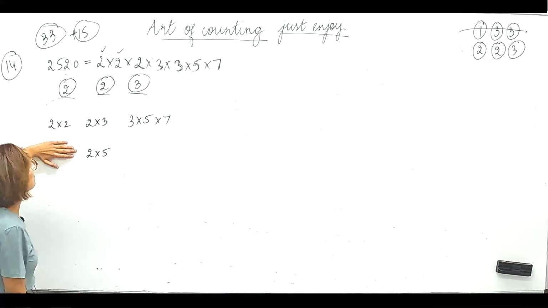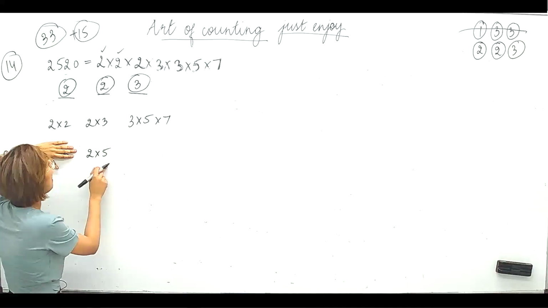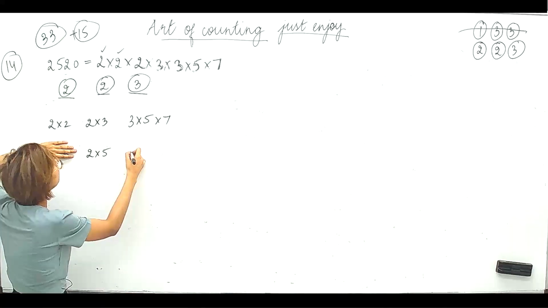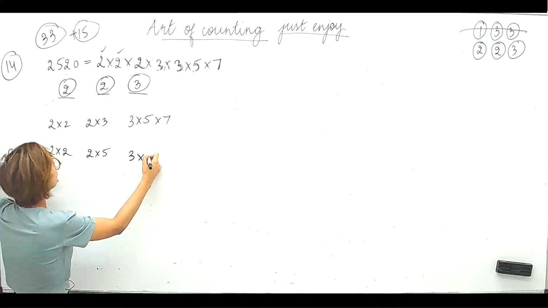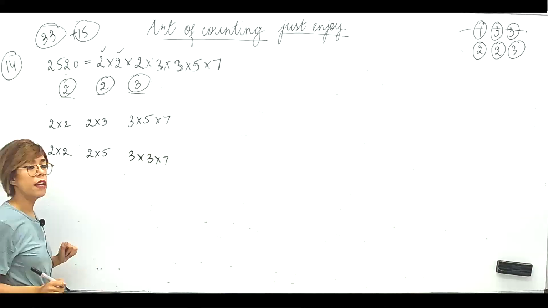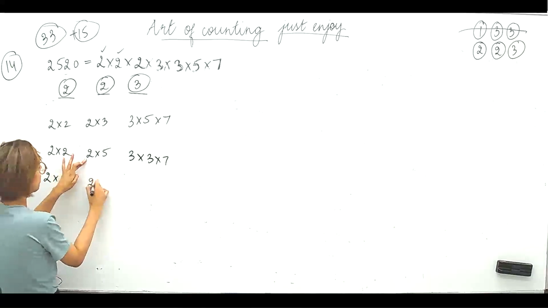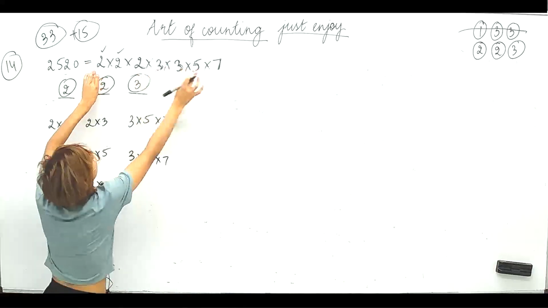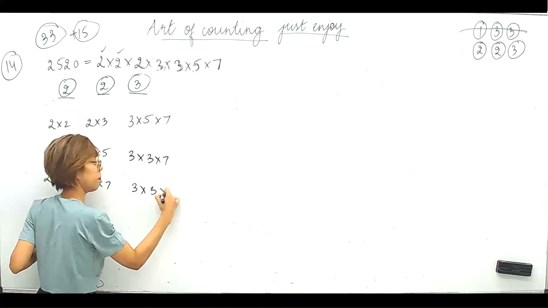Alright. So 2 into 2. Now let's take 2 into 5, because 2 into 3 is done. So 2 into 5, and this will be 3 into 3 into 7. Right? Okay. So 2 into 2 as it is. Now let's take 2 into 7. So if I take 2 into 7, I'll be left with 3 into 3 into 5.